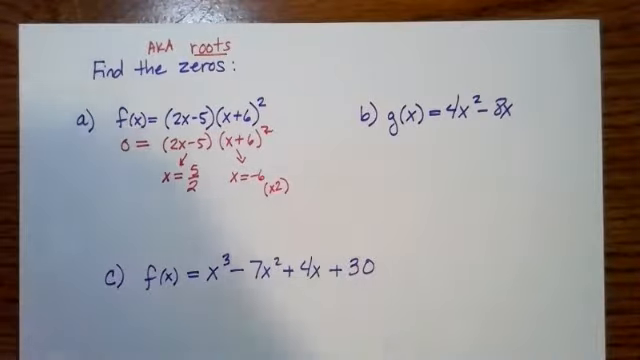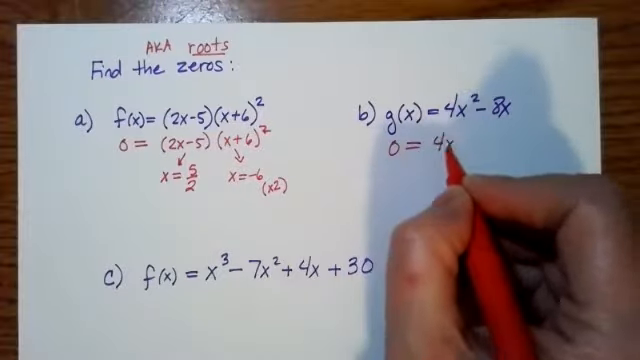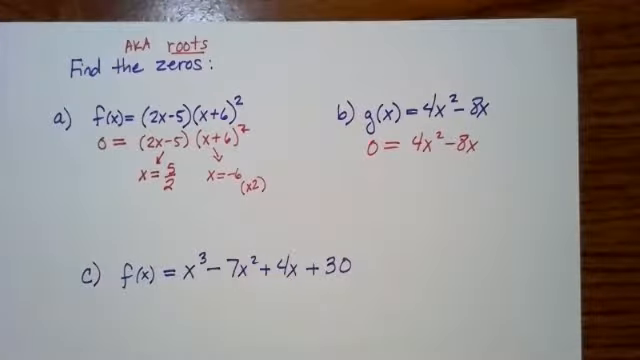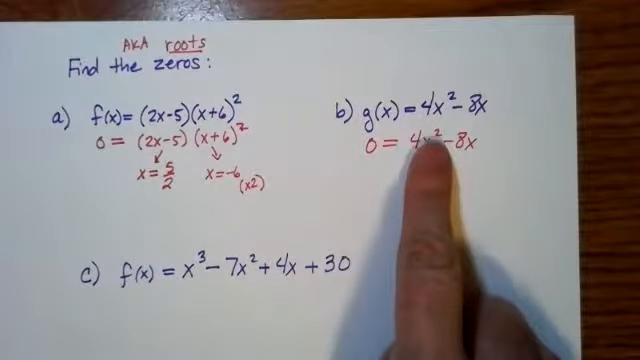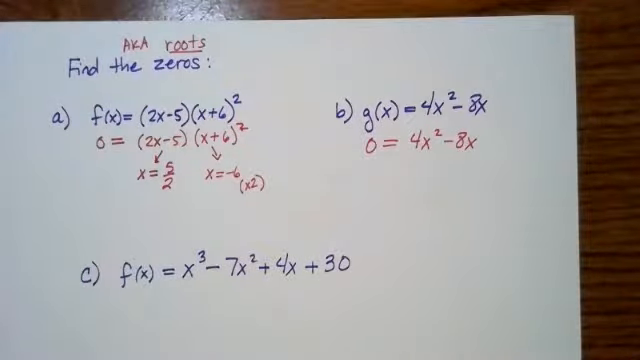So if we want to find the roots, we still want to go 0 equals 4x squared minus 8x, bring that down. And then we've got some options with this one. Since it is squared, we can do the, what's that thing called? x equals -b plus or minus, you know the one, the quadratic formula. But we also could factor. This is one that I think factoring makes the most sense.